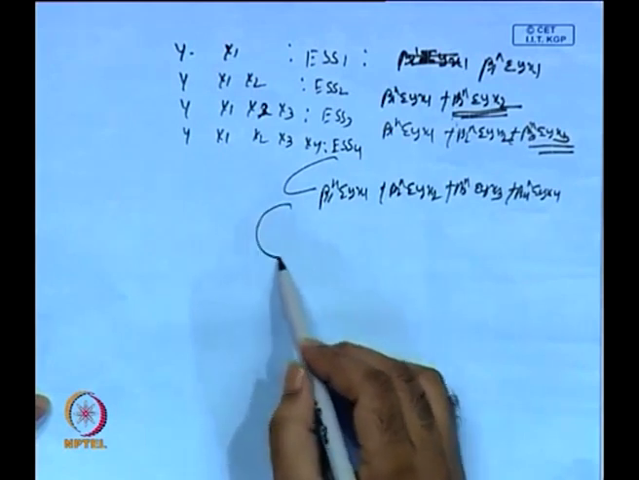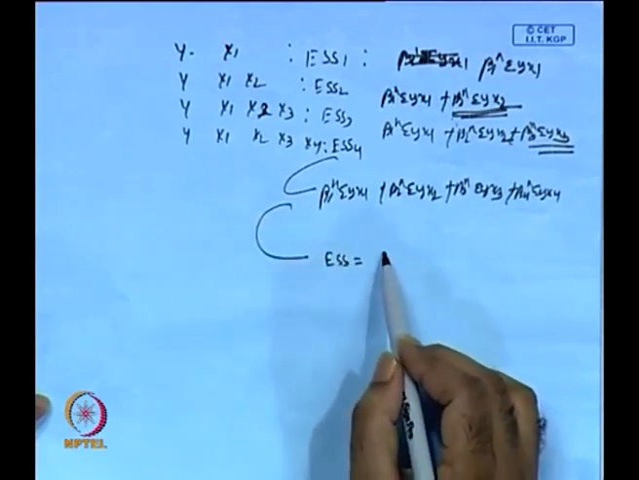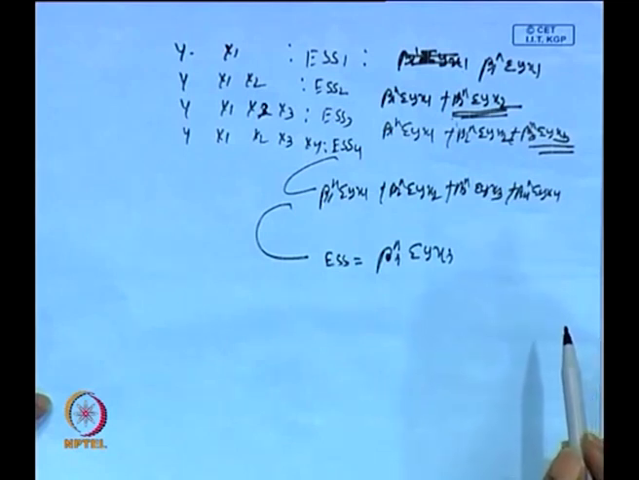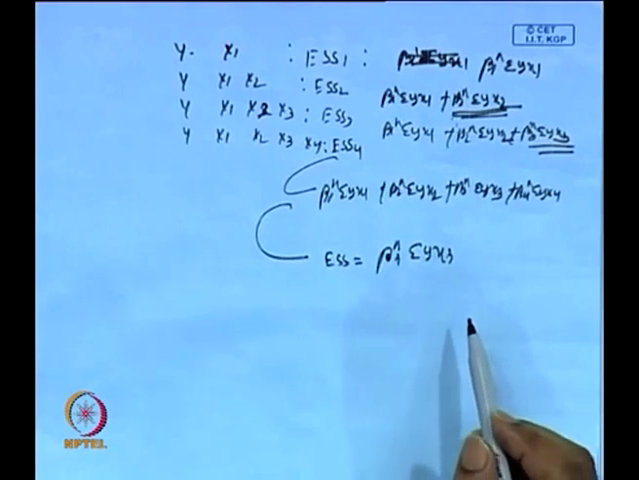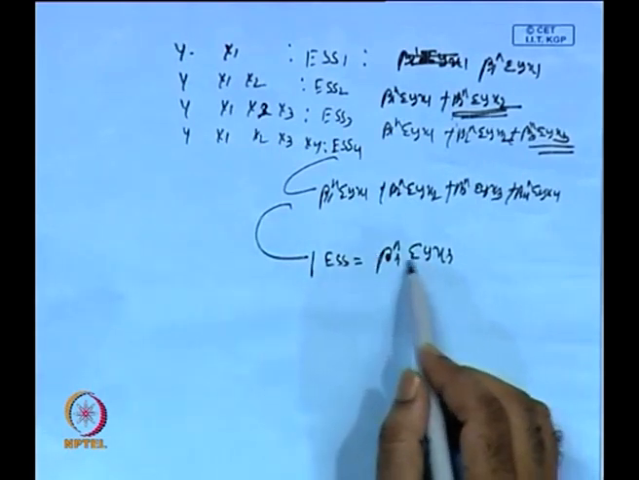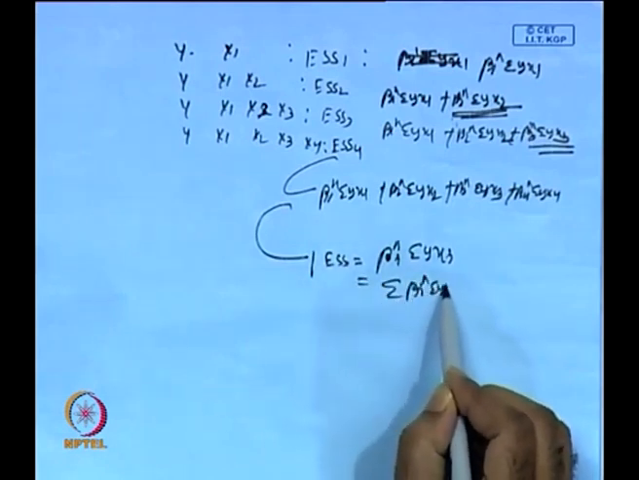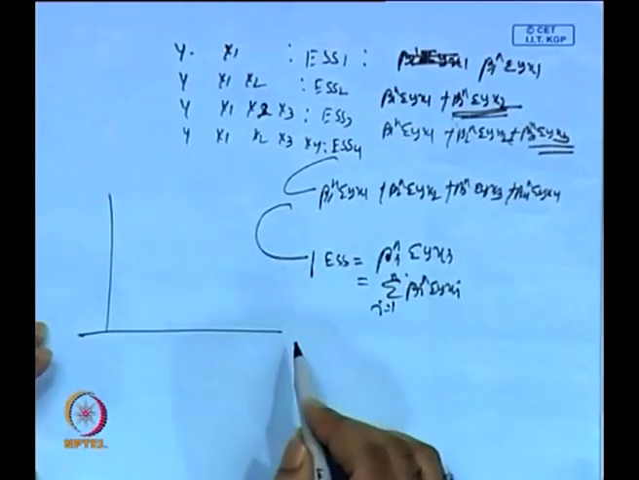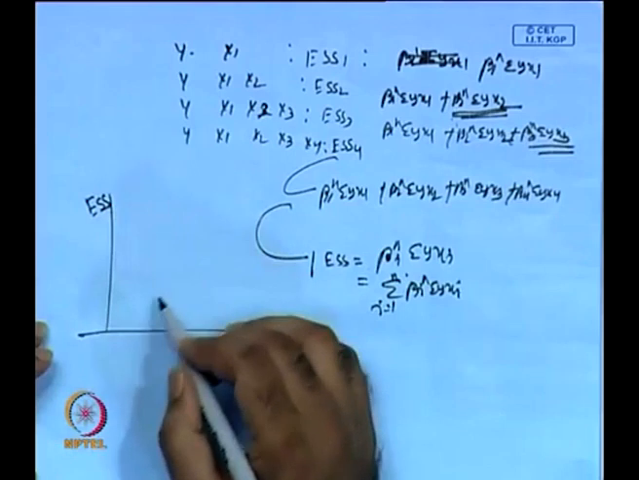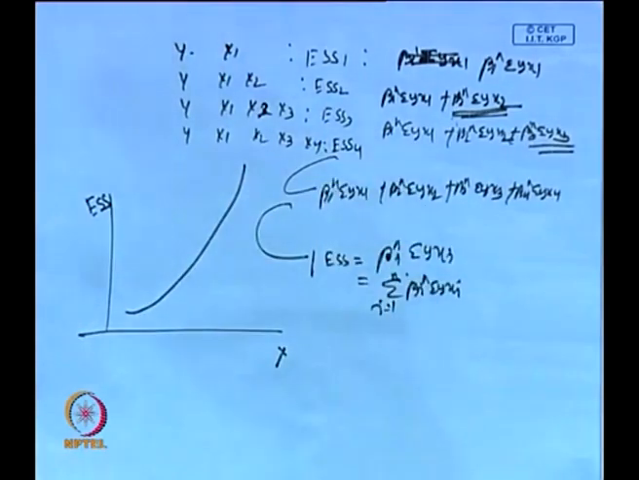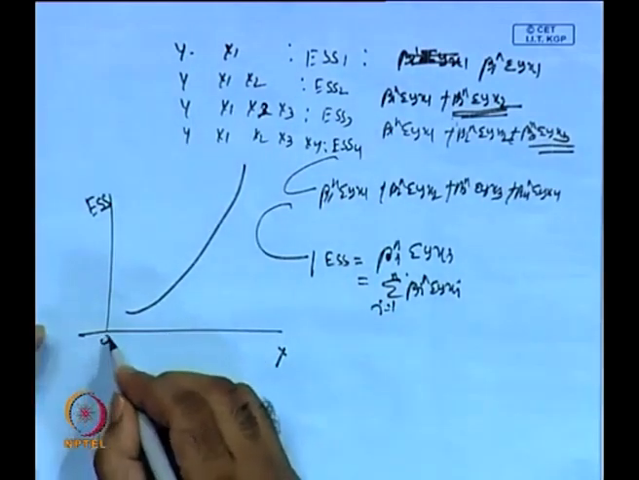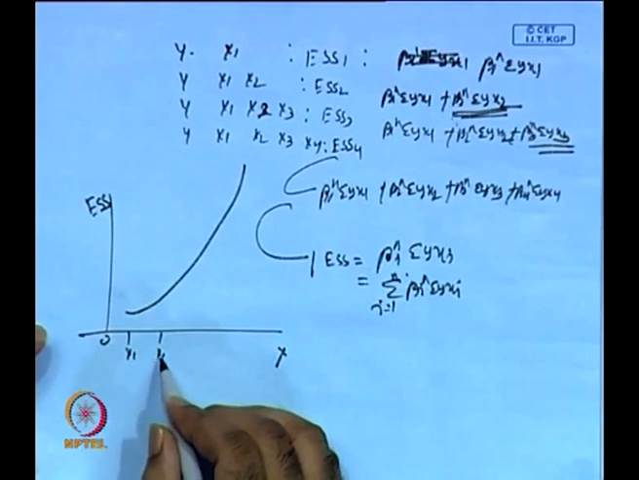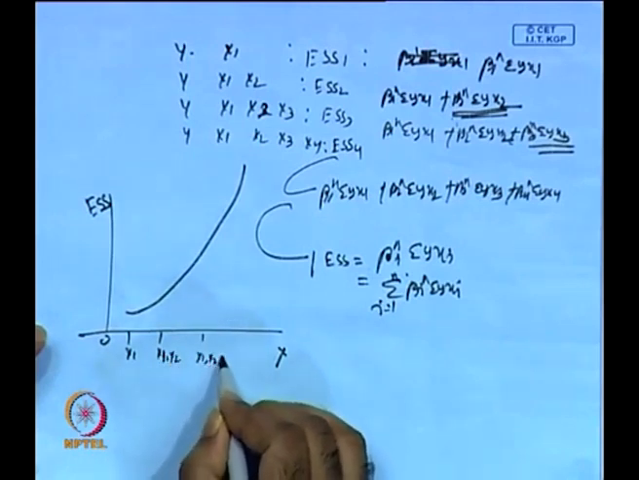So, generalizing, ESS equals beta i hat summation y x i, with i equal to 1 to n. This is the general ESS format. If we plot this way, with x on this side and ESS on this side, then obviously it will increase like this. So, ESS will increase as the number of variables introduced into the system grows: x 1, then x 1 x 2, then x 1 x 2 x 3, and so on.